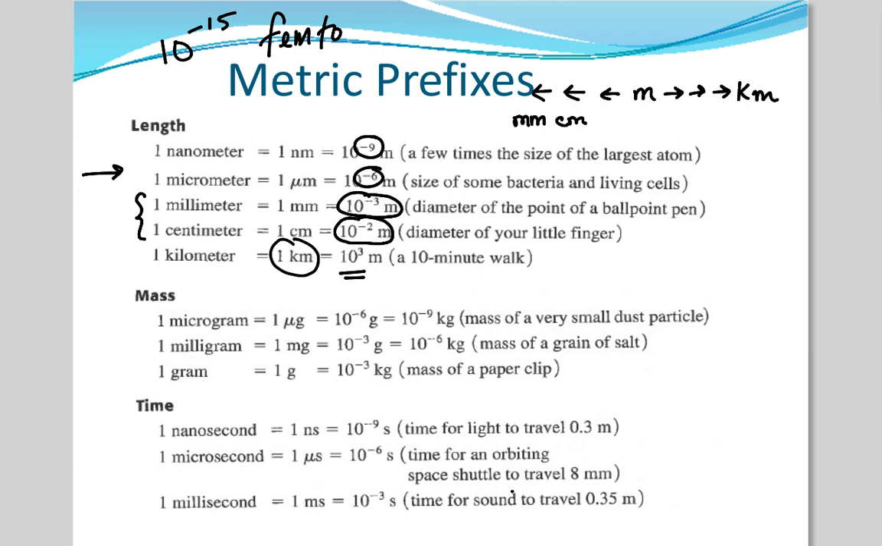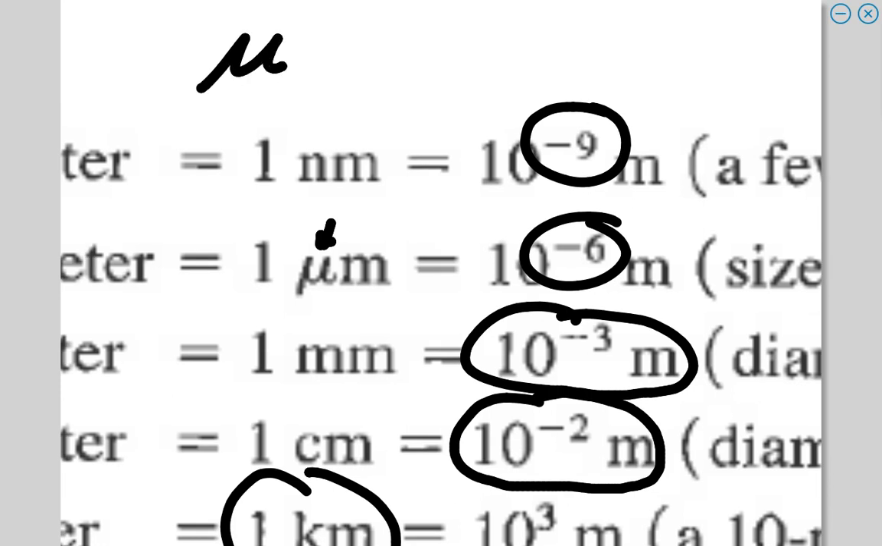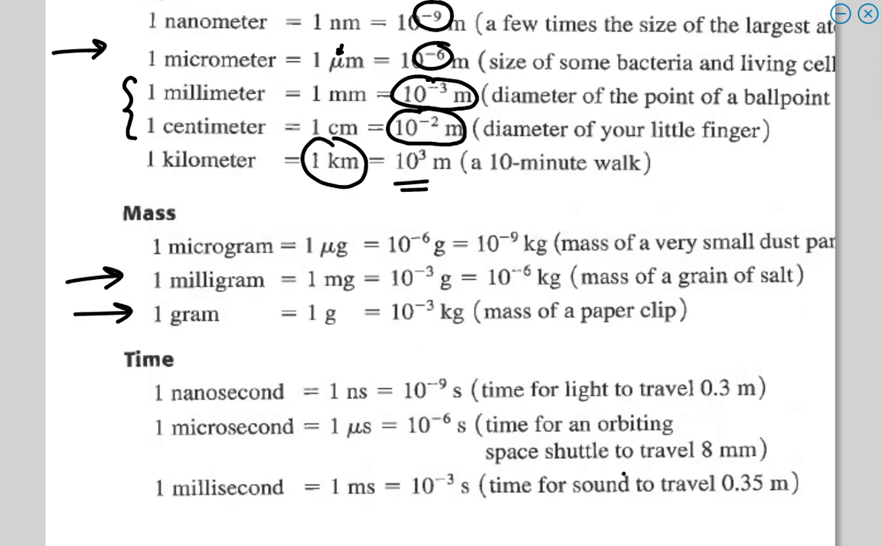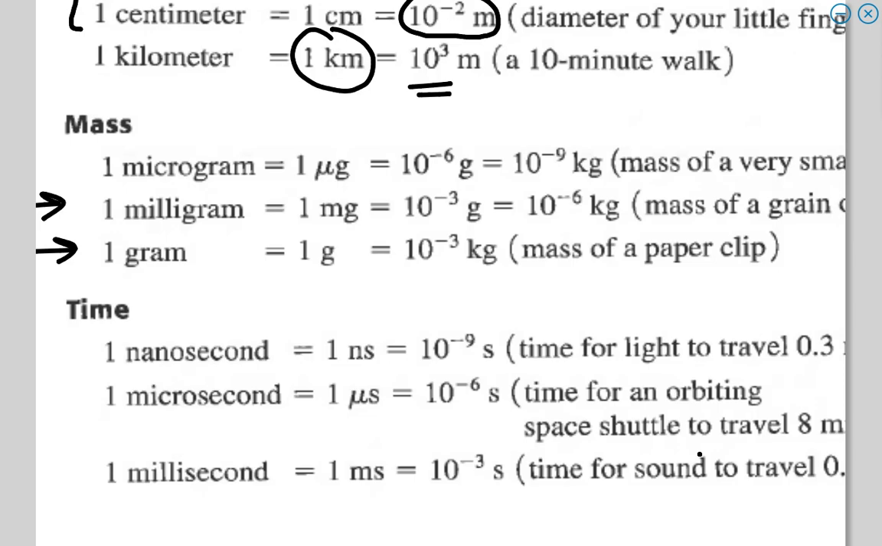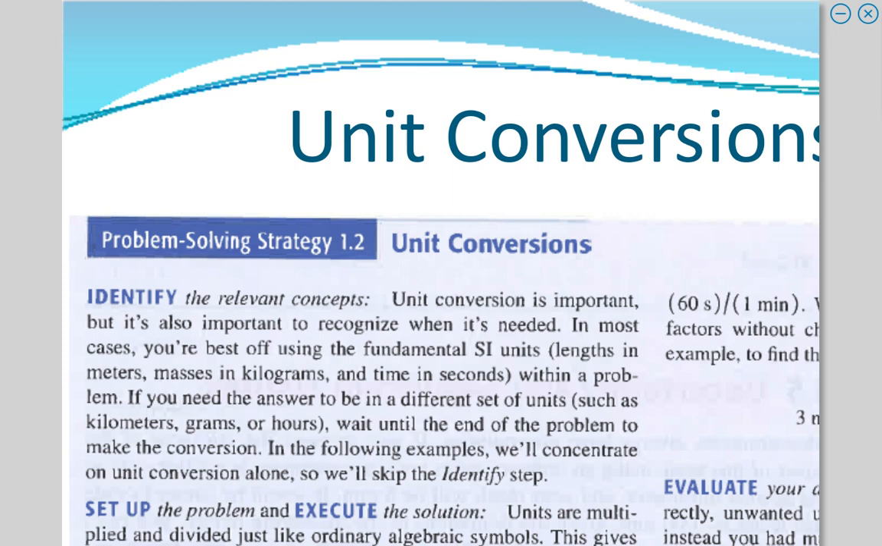Okay, now jumping to mass. Typically you only see gram and milligram. I rarely see microgram. You won't see microgram. Okay, and this symbol here for micro, I think it's mu, a Greek letter. Doesn't really matter, this is how you write it. And then they use N for nano. So make sure you know micro and nano and the symbols that they use for them. All right, I think that's good enough for metric.